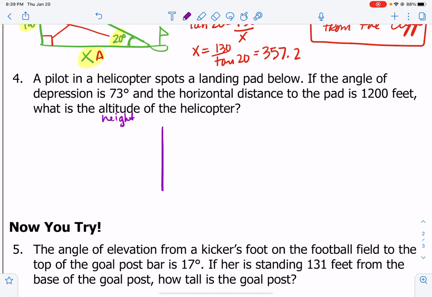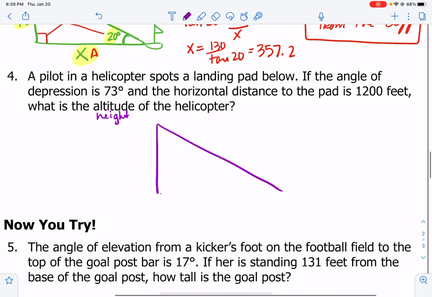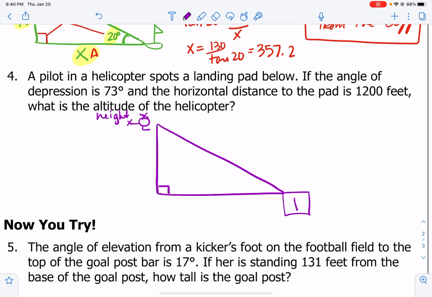So again, here's my right triangle. We're going to make this story fit this. So here's my helicopter. Don't laugh. And here's the landing pad. It has a big X on it. And I know that the angle of depression, so this angle is 73 degrees. That means this angle is 73 degrees.